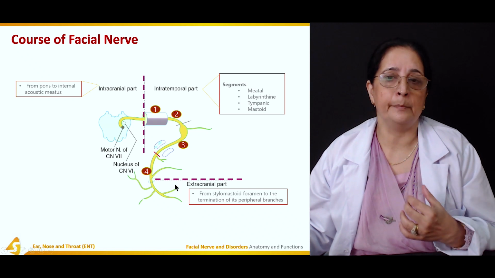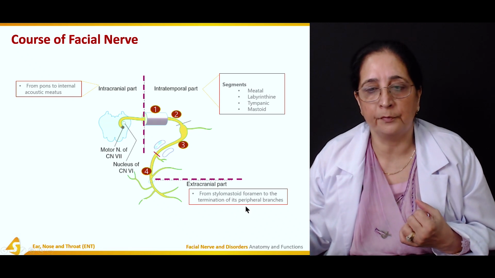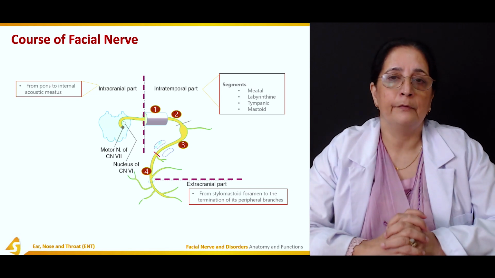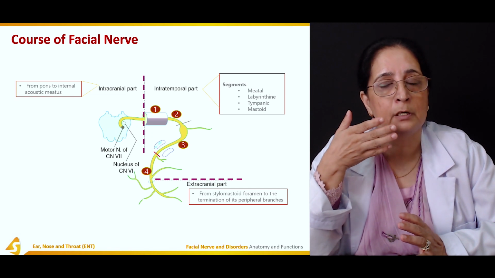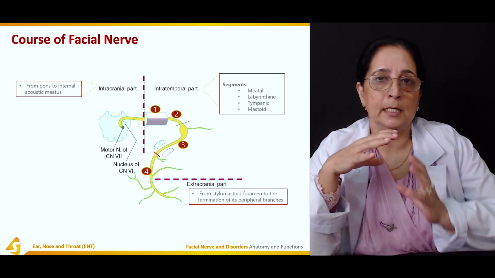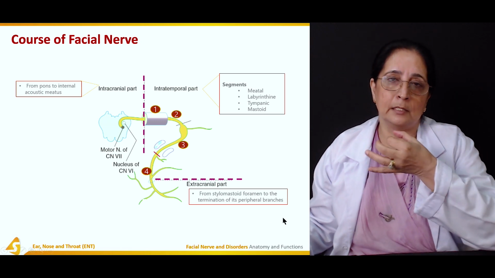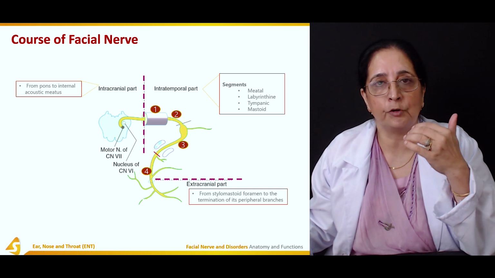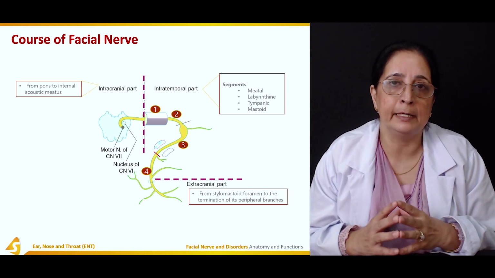Then the final segment is the extracranial part, which is from the stylomastoid foramen to the termination of its peripheral branches, where it divides into branches, and you will see the different branches of the facial nerve that supply the different parts of the face. So this is the course of the facial nerve. The stylomastoid foramen is a small opening through which it leaves the intracranial and intratemporal part and comes into the extracranial portion.